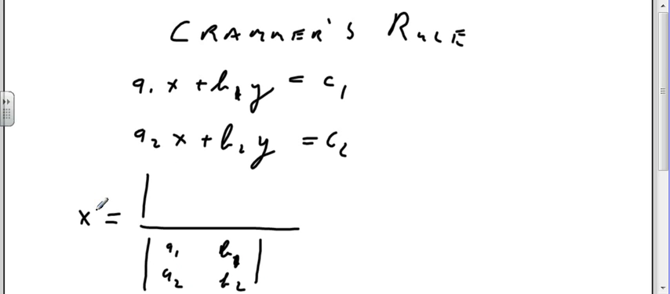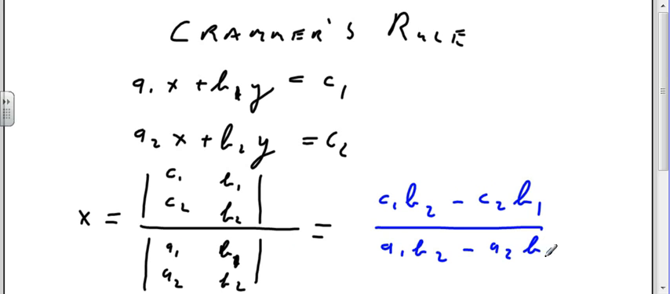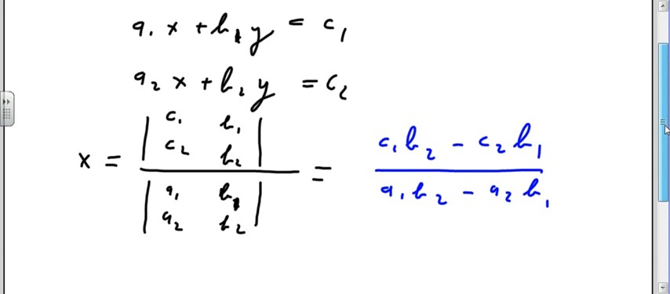And then because I'm asking for x, I'm going to substitute in the c guys on this side, c1, c2, b1, b2. And because we already did determinants, we know that this is going to be c1 b2 minus c2 b1. And on the bottom, I'm going to have a1 b2 minus a2 b1. And now I have that. So this is my shorthand way of saying I can solve 2 equations, 2 unknowns by just taking the determinant of the numbers sitting in front of the x and the y.